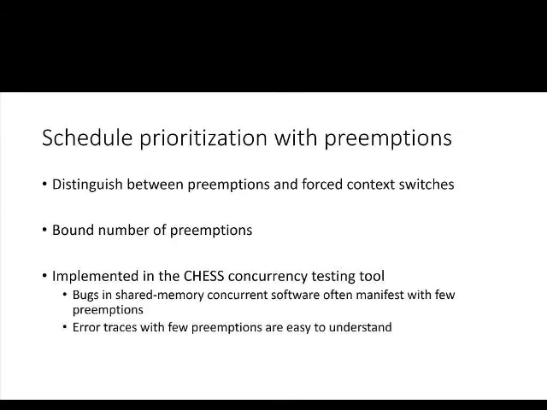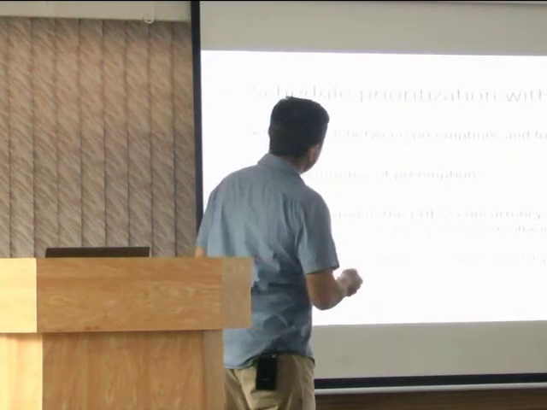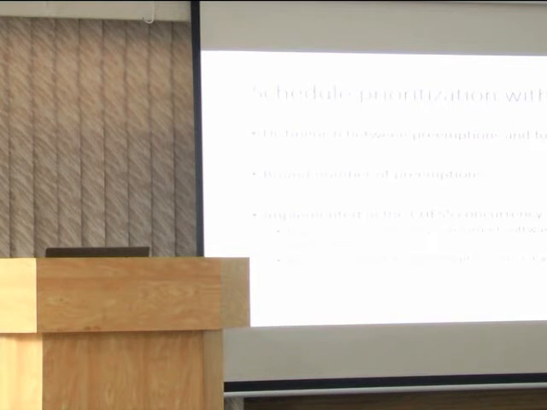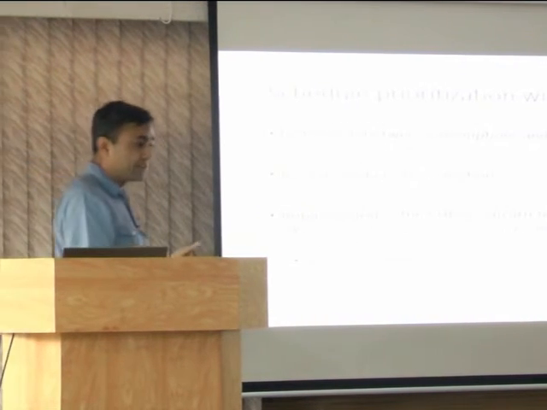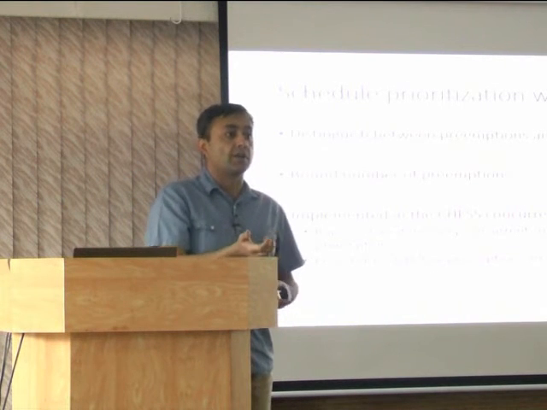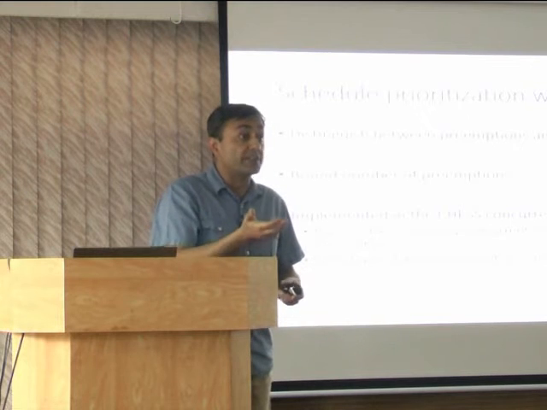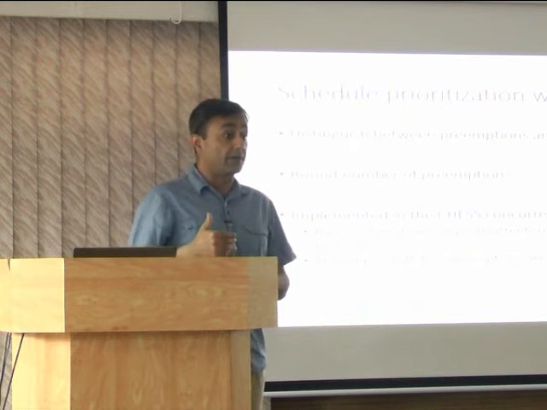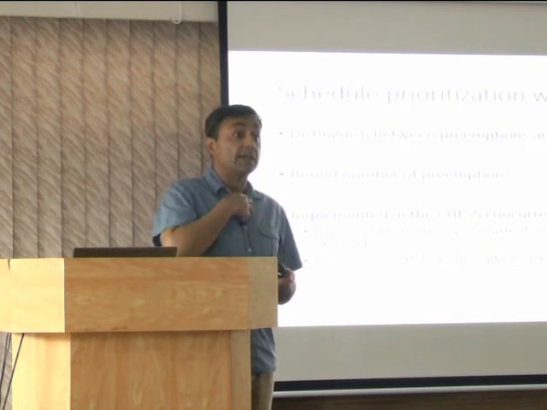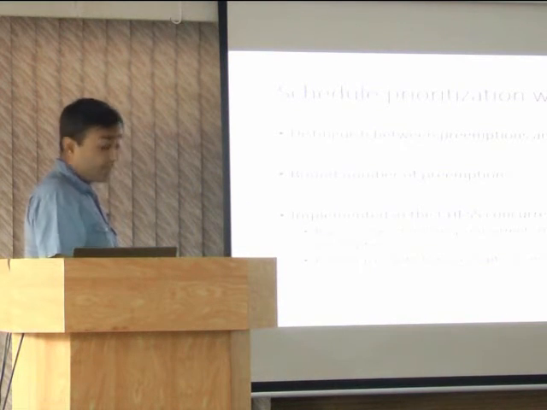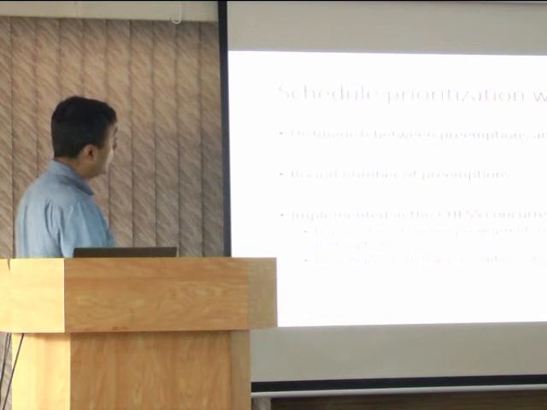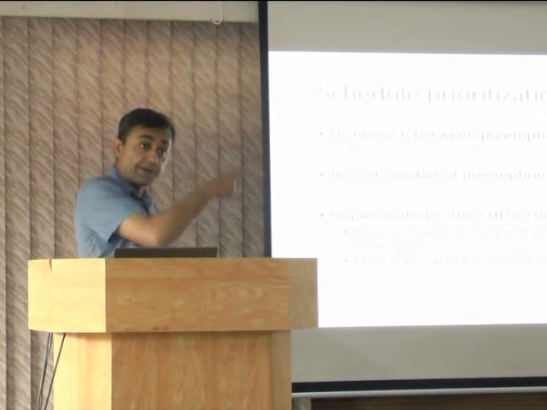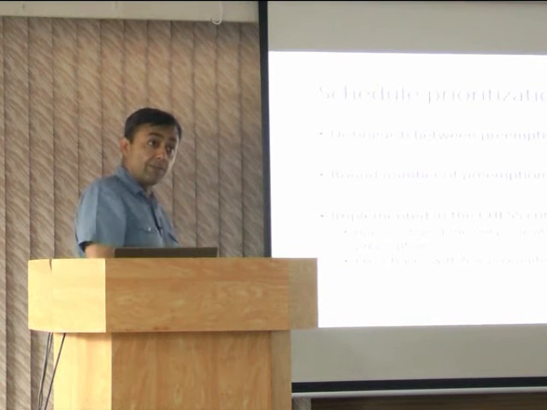Okay. So we talked about schedule prioritization with context switches. Then there was a tweak on it, where you distinguish between two kinds of context switches: forced and unforced. A forced context switch is when a thread arrives at a point where, say, it's blocked on acquiring a mutex. It can't make progress, so the OS is forced to schedule a different thread. An unforced context switch, or a preemption, is one where the thread can make progress, but because its time quantum expired, it was scheduled out. So the tweak is schedule prioritization with preemptions, where you count only the number of preemptions that occurred in the execution. And that's the prioritization number.